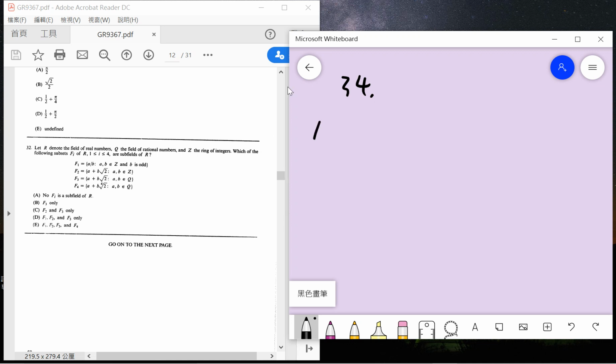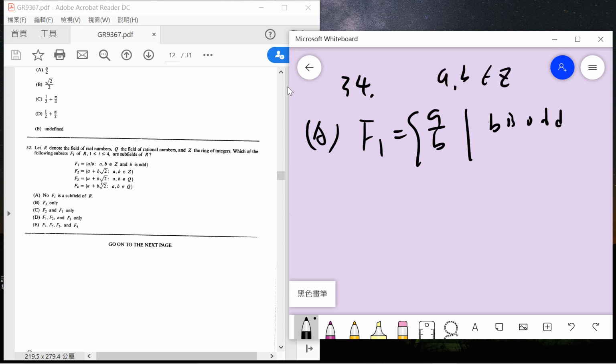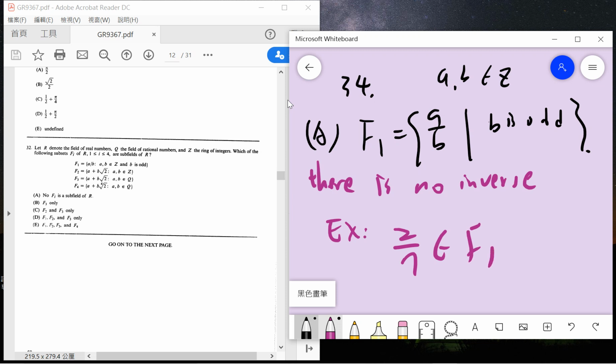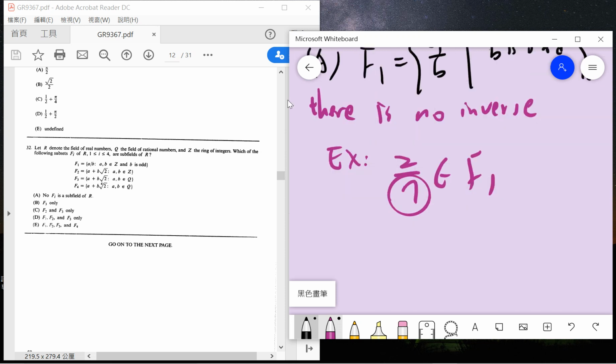Okay, so first one, F1 is a divided by b, and b is odd, a, b in Z. Okay, so basically you can see the addition and the multiplication are closed. But one problem is that there's no inverse. For example, if 2 over 7 belongs to F1, since 7 is odd, 7 over 2 is the multiplicative inverse element, but this 7 over 2 is not in F1, so F1 is not a field.